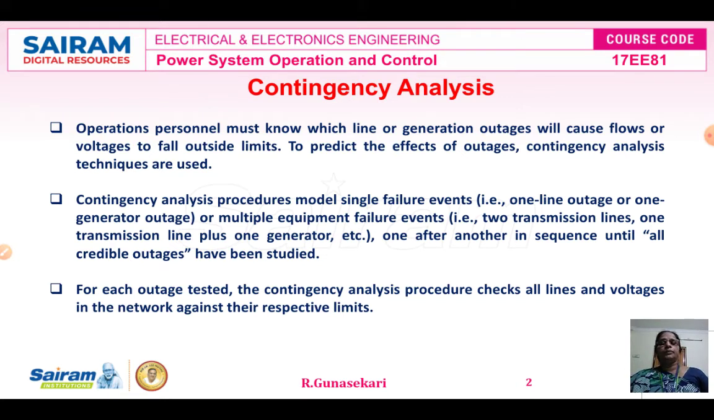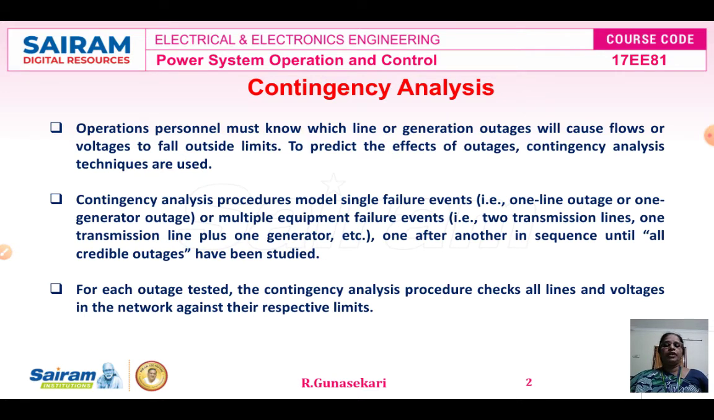The operations personnel must know which transmission line or generation outages will cause the power flows or the voltages to fall outside the limits. To predict the effects of these outages, contingency analysis techniques are used in the power system. The contingency analysis procedure models single failure events, that is, one line outage or one generator outage. For example, only one line opened or short circuited, or whatever it may be, otherwise one generator outage, or multiple equipment failure events.